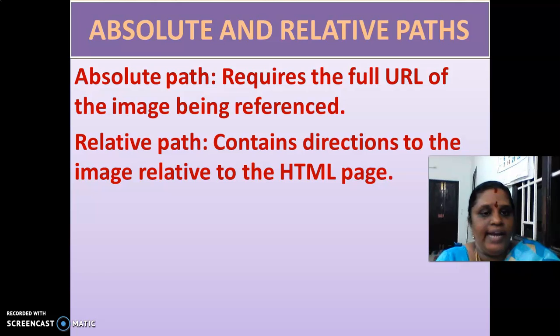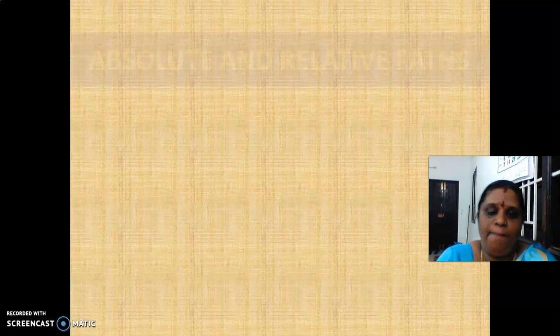Relative path. What is relative path? Relative path contains directions to the image relative to the HTML path. Okay. So absolute, what is meant by absolute path? It requires the full URL of the image being referenced. Relative path contains directions to the image relative to the HTML page.